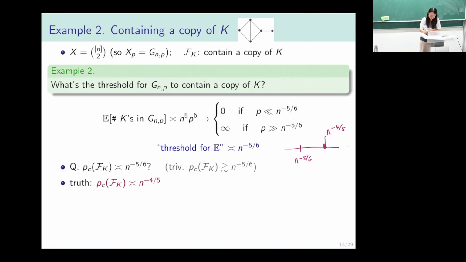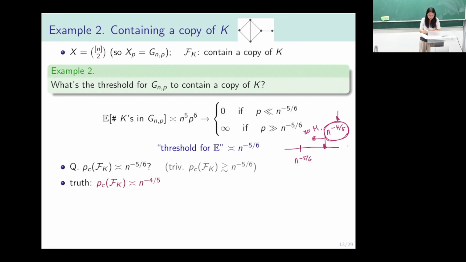This is because, so what's this? Do you still remember what we saw? The graph H. Yeah, this is the expectation threshold for H. And we know that if p is much smaller than this, then typically there's no H. And because H is a subgraph of K, if there's no H, then there's no K.